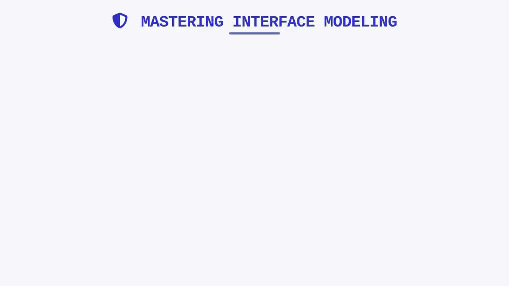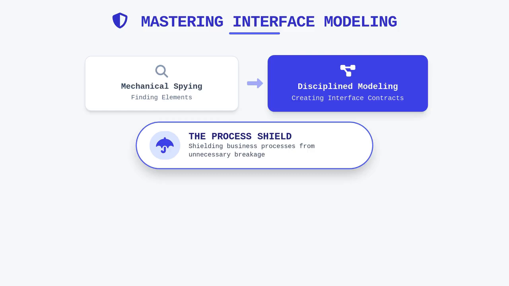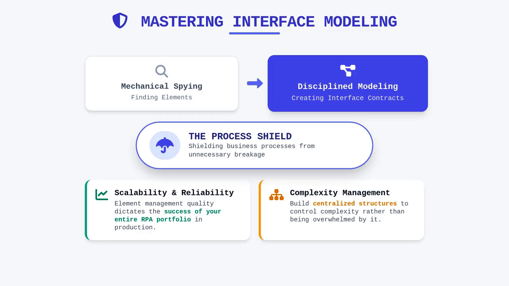By adhering to these systematic approaches, you transform the mechanical act of spying into a disciplined practice of interface modeling. You are creating a sustainable interface contract between your automation logic and the external software, shielding your business processes from unnecessary breakage. As you continue to build your expertise, bear in mind that the quality of your element management will ultimately dictate the scalability and reliability of your entire RPA portfolio in a production environment. Focus on building clear, intuitive, and centralized structures that permit you to manage complexity rather than being overwhelmed by it.